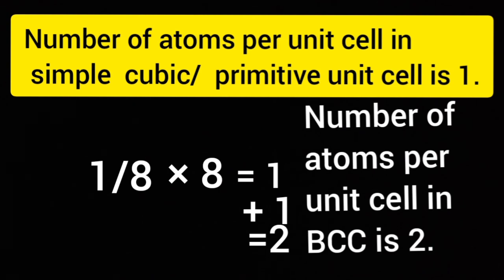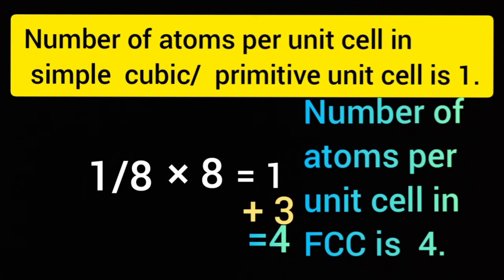In case of BCC, the number of atoms per unit cell is 2 because there are 8 corner atoms and 1 atom at the center of the unit cell. The atom is a lattice point over here. A lattice point may be an atom, ion or molecule. So the total number of atoms per unit cell in BCC is 1 by 8 into 8, equal to 1, and the contribution of the atom in the center is 1. So the total number of atoms per unit cell in BCC is 2.